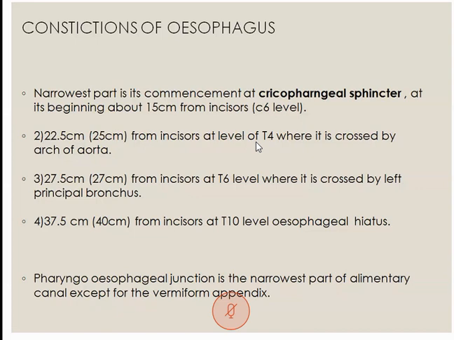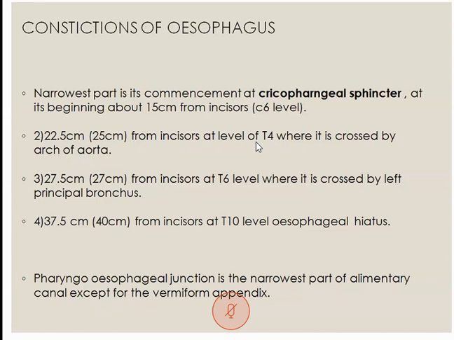After that, you have another constriction. That is the first constriction in the thoracic part, at the level of the arch of aorta. It is around 22.5 or 25 centimeters from the incisors, where you find a constriction because of the arch of aorta, which gives a pressure over that. Later, at 27 centimeters from the incisors, at the T4 level, it is crossed by the left principal bronchus, and again you find another constriction at that level.